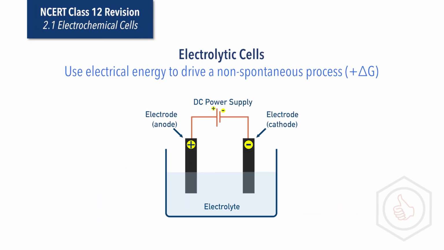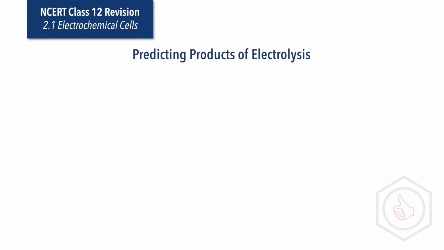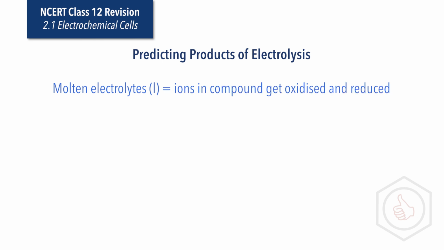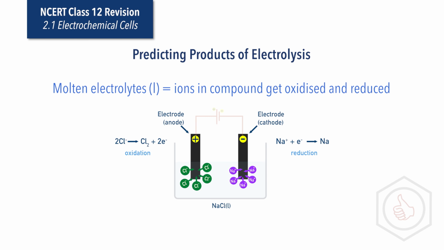We can predict the products formed at each electrode based on the type of electrolyte being used. For molten electrolytes, it's quite simple because the only ions we have present are from the ionic compound, so the cation gets reduced at the cathode and the anion is oxidized at the anode. For example, molten sodium chloride, as we saw earlier, would give chlorine at the anode and sodium at the cathode.